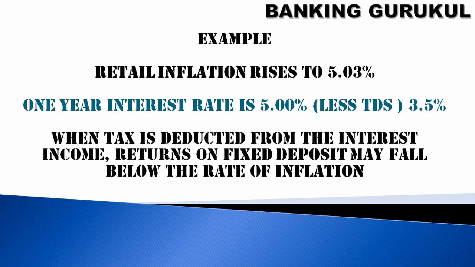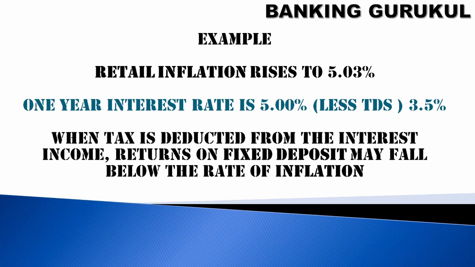I have taken an example. Retail inflation, which I took from the newspaper, was 5.03%. The 1 year interest rate was 5%, when I checked 2-3 banks. For example, if a customer is a tax payee in the 30% slab, the 1 year interest rate is 5%. If you remove 30%, you get only 3.5%, because this interest should be shown as income, and in the 30% slab they will deduct the 30%.